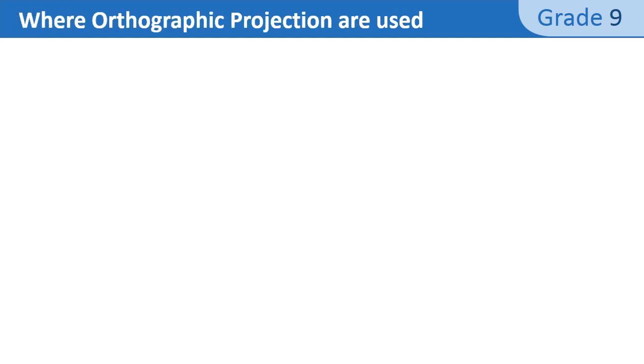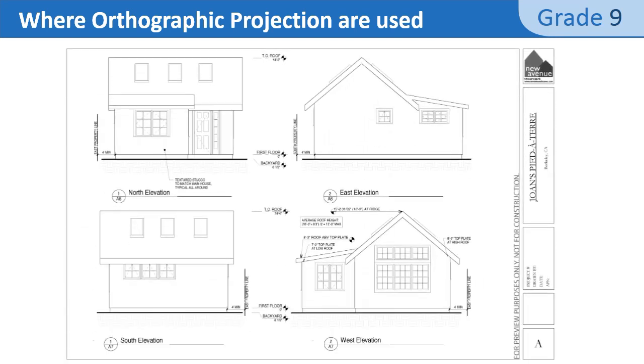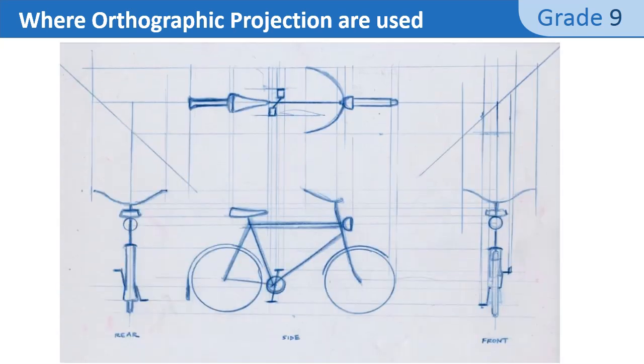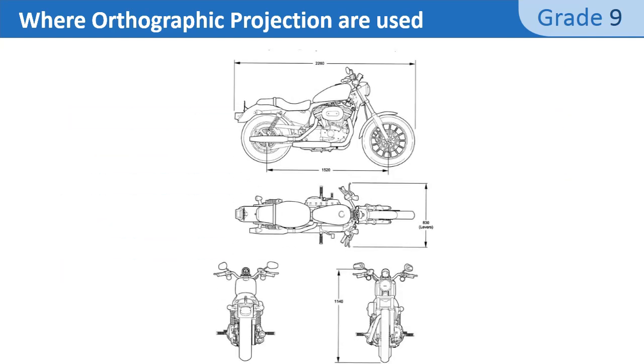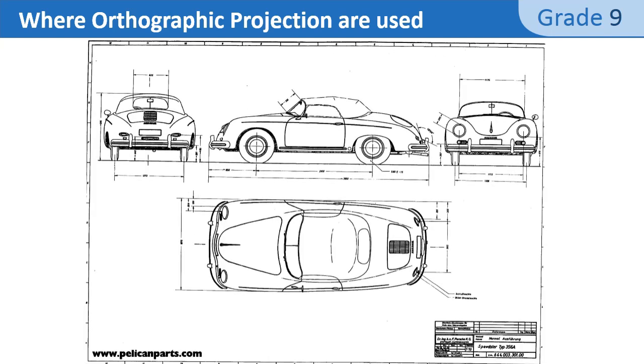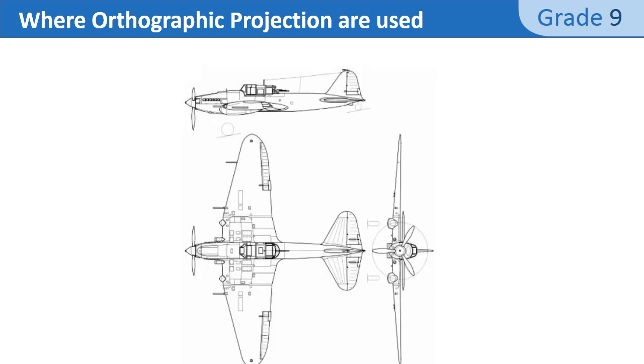It's clear how professional designers use orthographic projection. For example, this one is orthographic views for a house. This is a sketch of orthographic views for a bicycle. Here we have orthographic views for a motorcycle done by an industrial designer. That one, orthographic views for cars and even for aeroplanes.